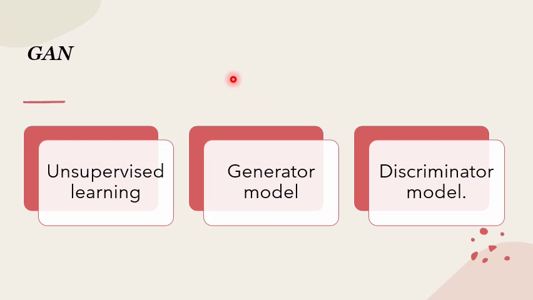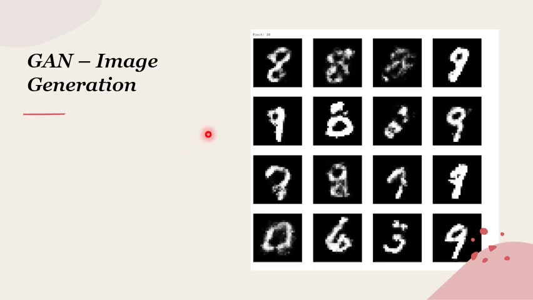The final method is GAN. GAN is an unsupervised learning task in machine learning that is used for automatically discovering patterns in input data. Basically it has two models, a generator and a discriminator model. The generator model is trained to generate new examples, and the discriminator model tries to classify examples as either real or fake data. And these are the successful image generations for MNIST datasets. All of these are successfully generated.